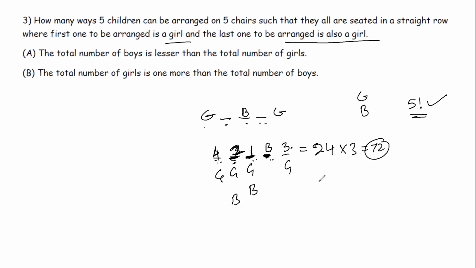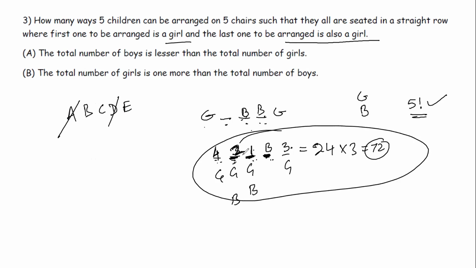But this is incorrect. Why? Because what if there are 2 boys? So therefore, statement 1 is not sufficient. Understood? Statement 1 is not sufficient, so D is also out. Because boys being lesser than the girls, it could be one boy, it could be 2 boys. With 2 boys, the arrangement changes. This is what I've given for one boy. So you don't even need to do this. This was just to show you a particular example as to how this can be solved.